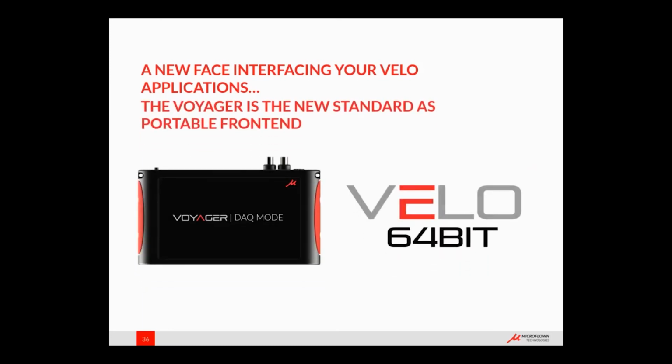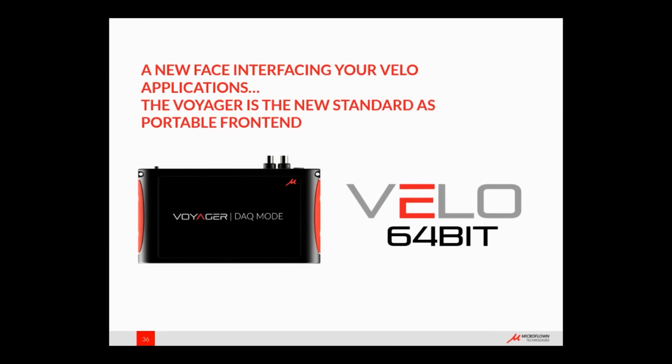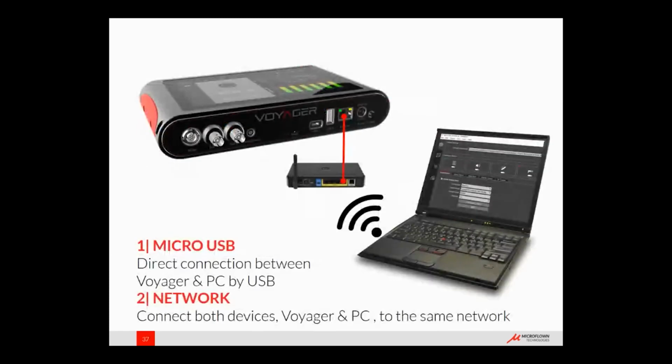That will come later. So next to the standalone uses, it's an interface to Phalo. Phalo is the name for our PC-based software applications. So the Voyager is the new standard as portable front end. It can be used next to a standalone device, also with the Phalo platform as a portable data acquisition. We can connect it two ways. One is the classical way, just connect by USB to the computer. But we also can use the network connection.